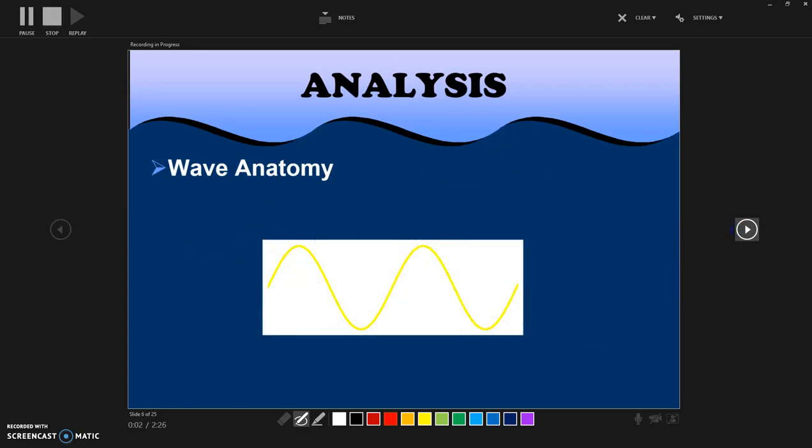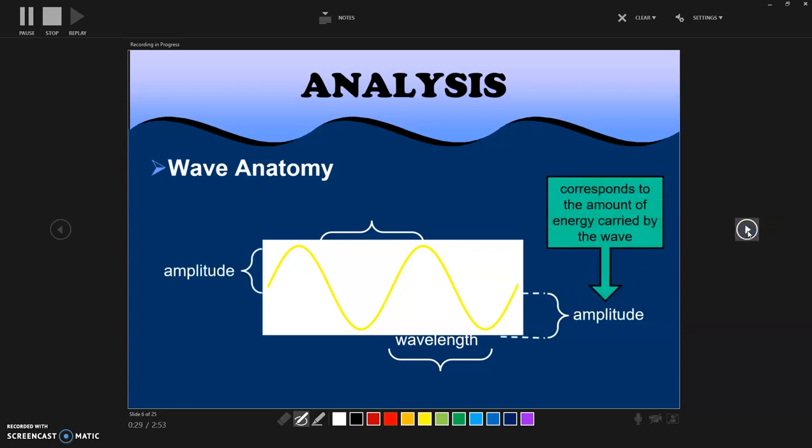Then we have this wave anatomy: the crest, the trough, the nodes, then the wavelength. The wavelength is the distance from the first crest to the next succeeding crest, or the first trough and the next succeeding trough. Then we have the amplitude. It corresponds to the amount of energy carried by the wave.